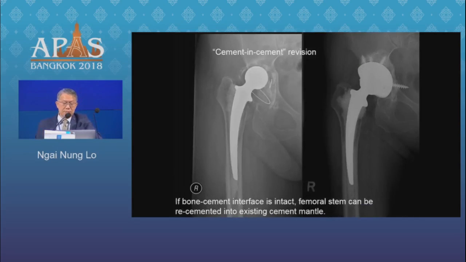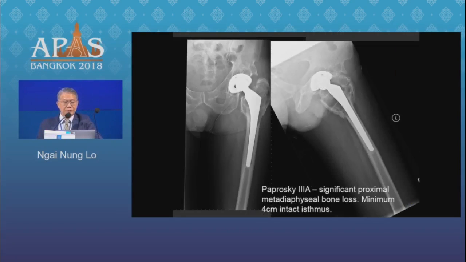Another case, Paprosky 2, where the proximal femur, the cement mantle is still fairly intact in a low-demand elderly patient, and again the thing here is trying to get access to revise the acetabulum. And you could do things like tap-in, tap-out techniques with cement in cement revisions. And these are usually not a problem. And it's been shown to work well.